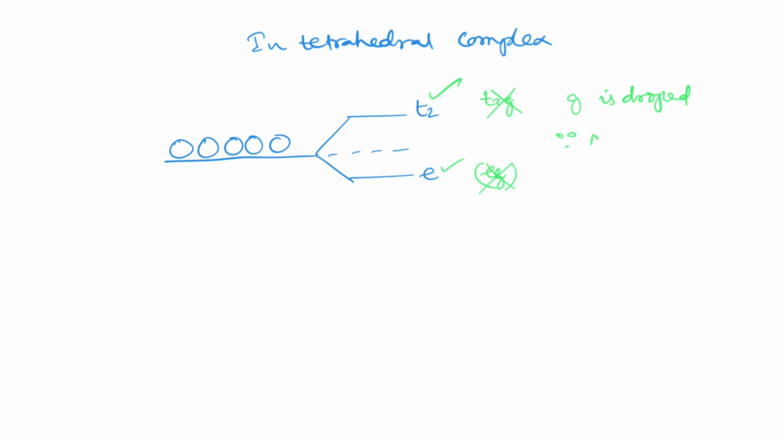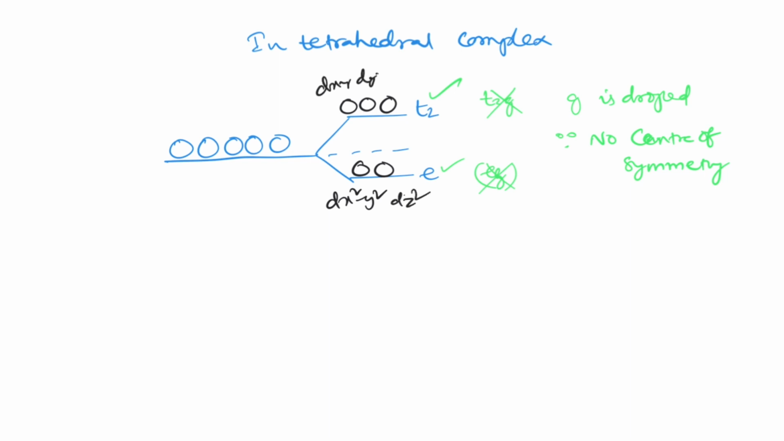The reason is there is no center of symmetry. That's why we don't have the G term here. And we have two and three orbitals: dx²-y², dz², and dxy, dyz, dzx. These are the three orbitals. I will show you with the diagram which has a center of symmetry or not.